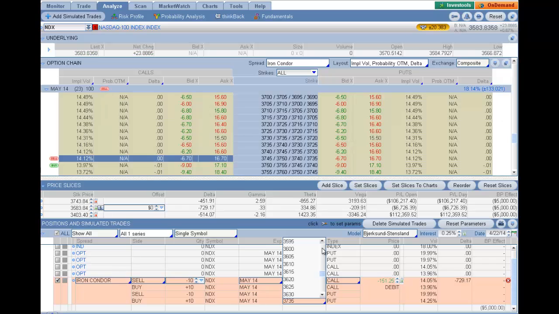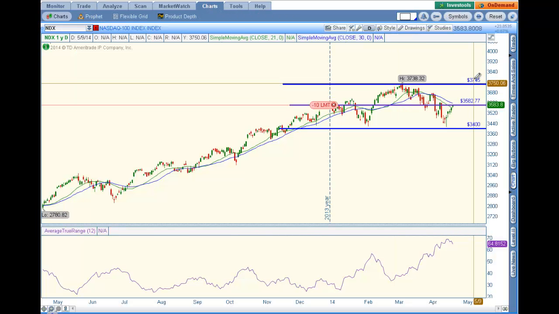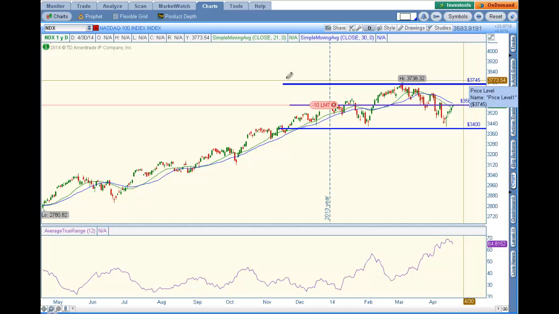Now, when we're talking about this strategy, the strategy is we don't want to have unlimited risk. We want to control our risk as well as our profit. Here we have a dollar credit on this trade. 37.45, 37.50 is our top side. Let's go back to the chart. 37.45, we put our protection above it at 37.50.